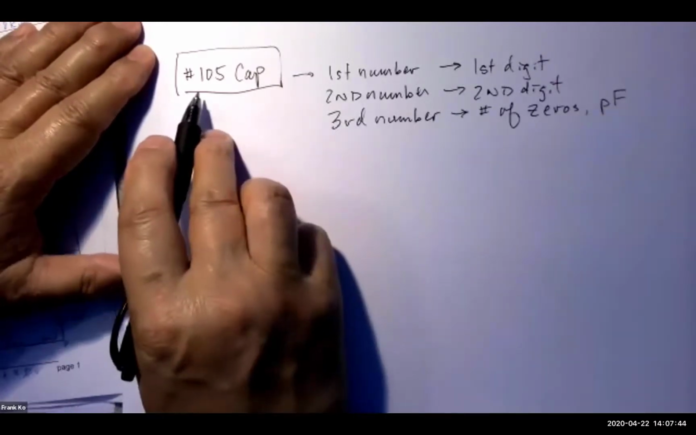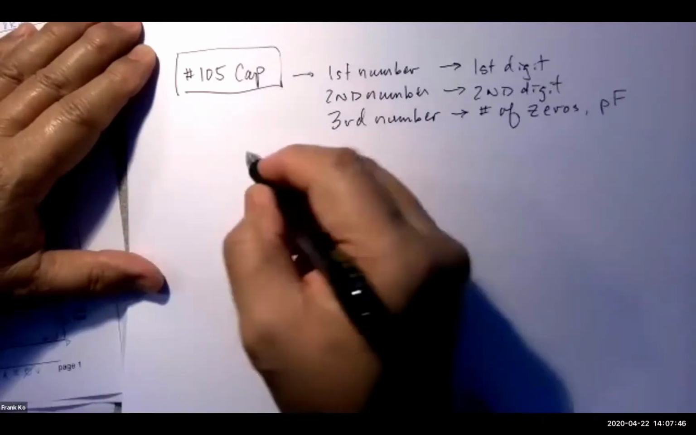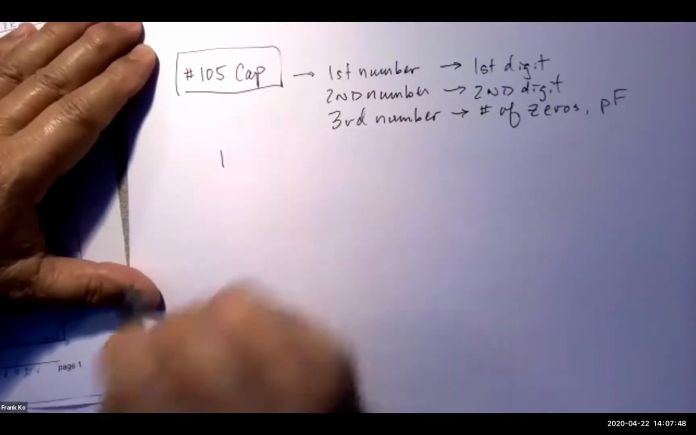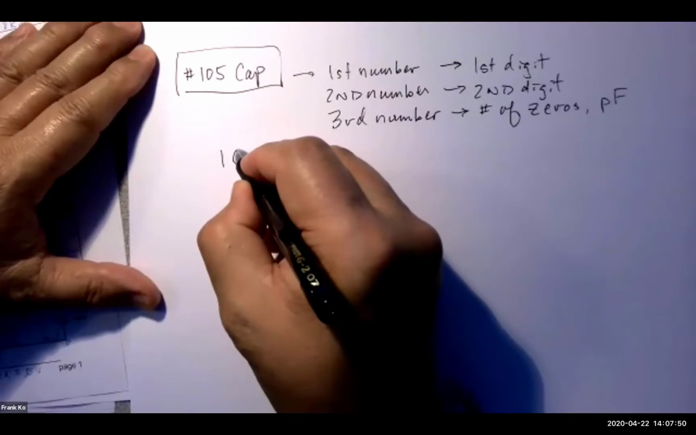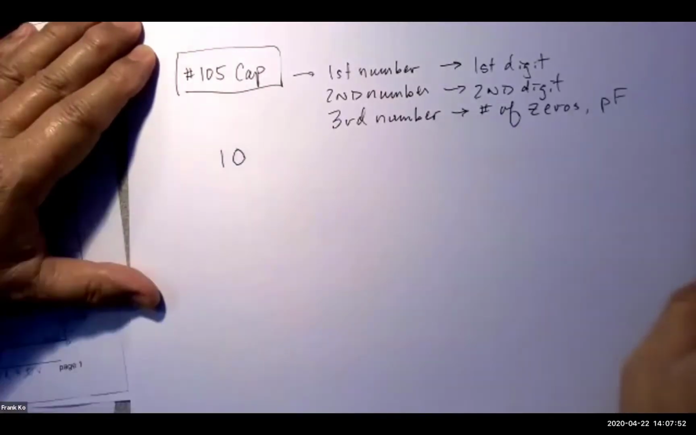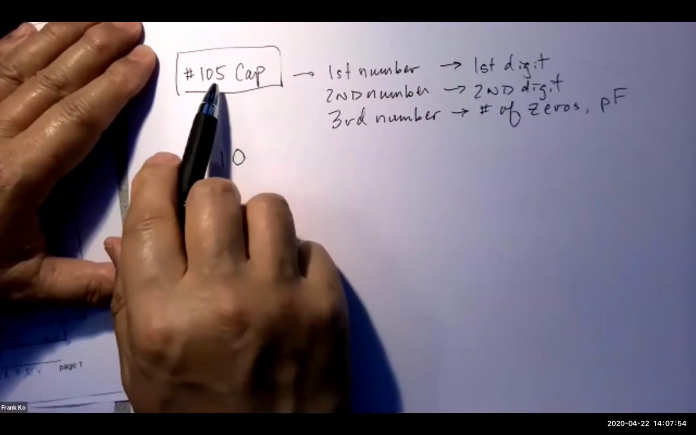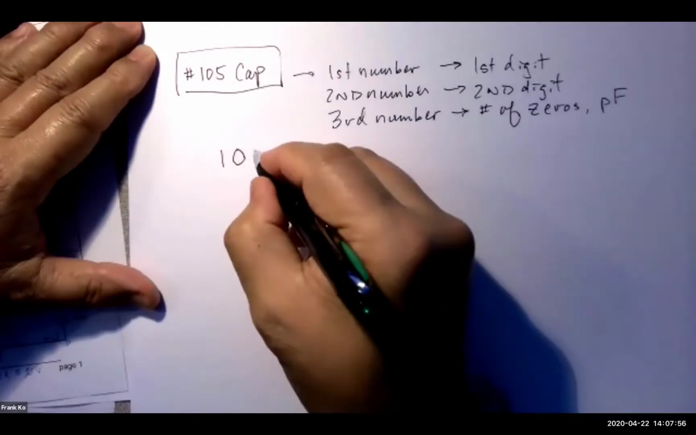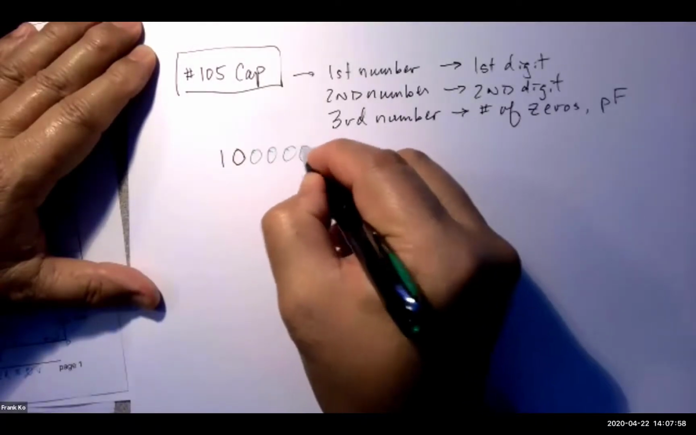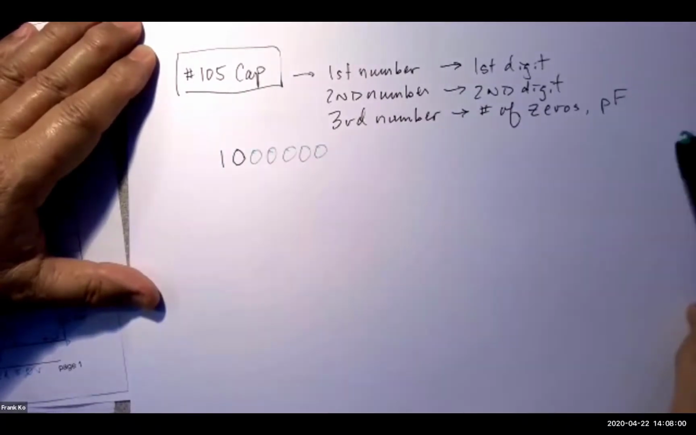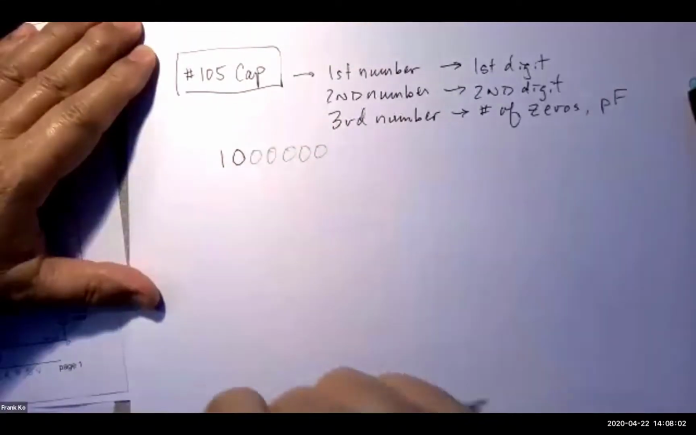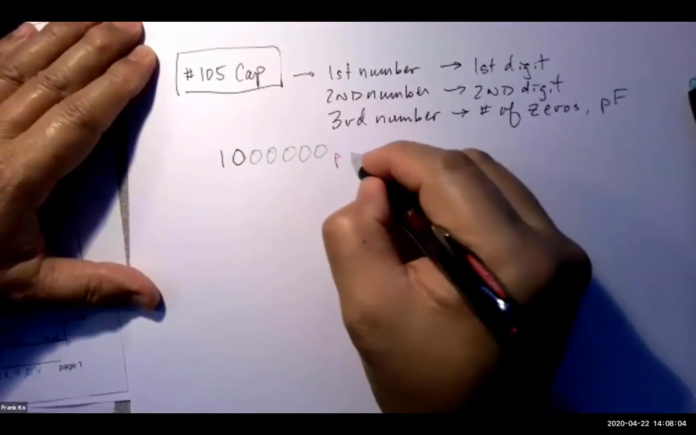Okay, so if we go to interpret this particular guy, we have a 1 followed by a 0. And then we're going to write down the number of zeros. The number of zeros in this case is 5, so we're going to write down 1, 2, 3, 4, 5 zeros. Then followed by what? Followed by picofarads.